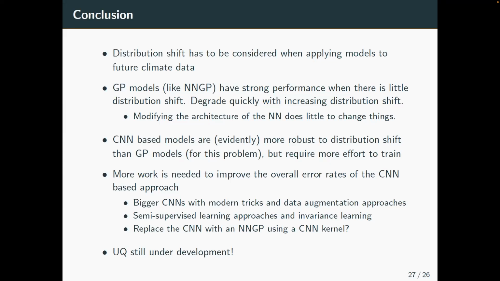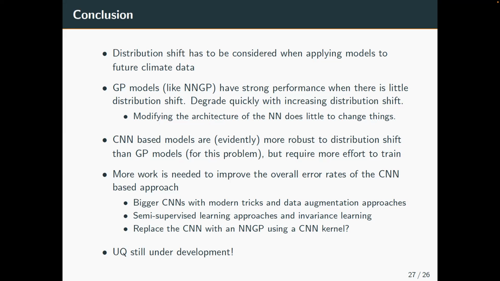CNN models are, as is evident here, more robust to these types of distribution shift that we're experiencing. We're still trying to figure out exactly what that is, and to quantify and characterize that shift. But for this problem, at least, the empirical evidence shows that the CNN is performing quite well.